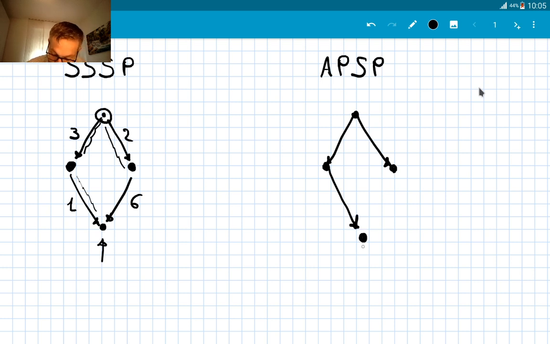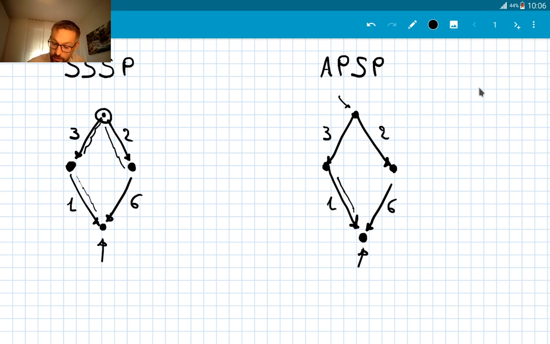I just build above. This is 1, this is 3, this is 2, and this is 6. Now here we don't have a single source, so we may want to know the shortest path moving from this node to this node, for instance. In that case, of course, the predecessor of this node will be this one.